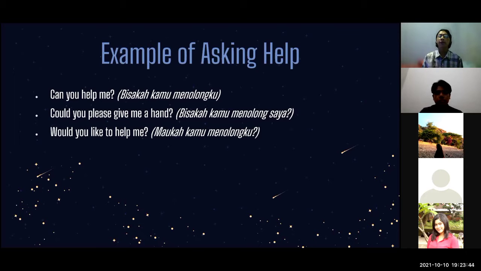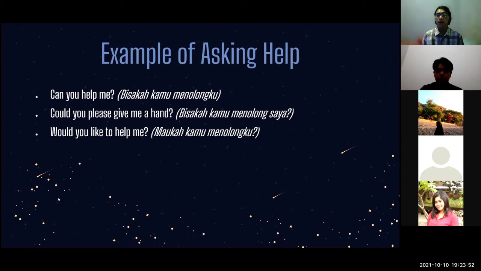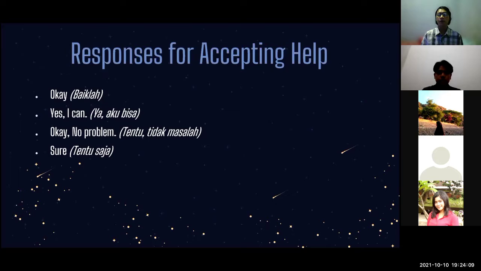Asking and offering help is an expression in English which states that we are asking for or offering help to someone. For example, of asking for help, the first is, can you help me? The second is, could you please give me a hand? And the last is, would you like to help me? And many more. The next is the response for accepting help. The first is okay. And then, yes, I can. And then, okay, no problem. And the last is sure.